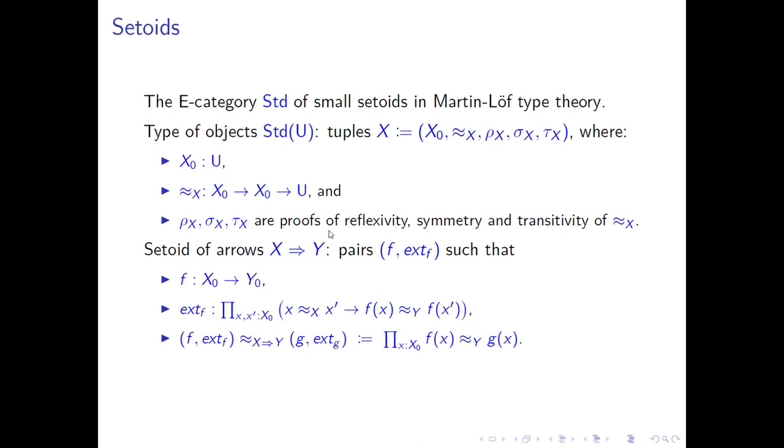In Martin-Löf type theory, you can define an E-category of small setoids given a universe, where by E-category I mean a thing that has a type of objects and a setoid of arrows, where a setoid is a type together with an equivalence relation on it, like these two guys. We also have a proof that it's an equivalence relation, of course.